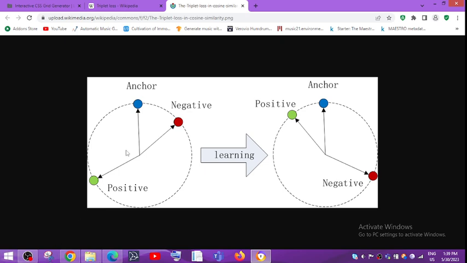In this machine learning algorithm, what we are trying to do with the loss is minimize the distance between the anchor and the positive, this green point and the anchor point, so that we get the matching between the input and our intended true label. And we try to maximize the distance between the anchor and the negative point, here the blue and the red dot. When learning, we maximize the distance between the anchor point and the negative point, and minimize the distance between the anchor point and the positive point.